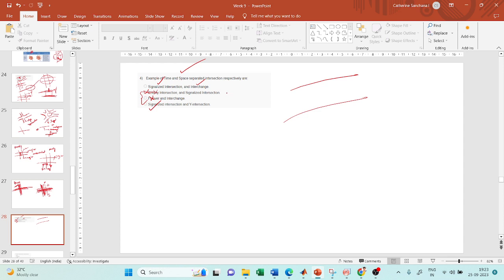Is signalized intersection a space separated intersection? No, it is a time separated intersection. Is interchange? Yeah, again, it is a space separated intersection. Is Y intersection a space separated intersection? So Y intersection is nothing but this is a Y intersection, okay, and this will come under at grade intersection. So at grade intersection is not a space separated intersection, so this is not correct. So the answer to this is A, okay.